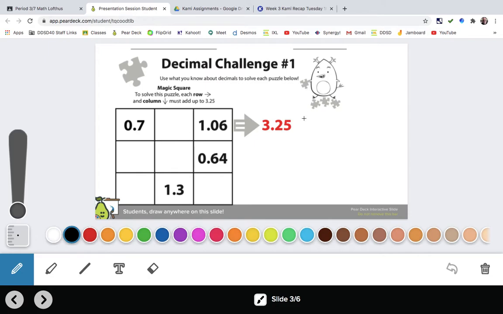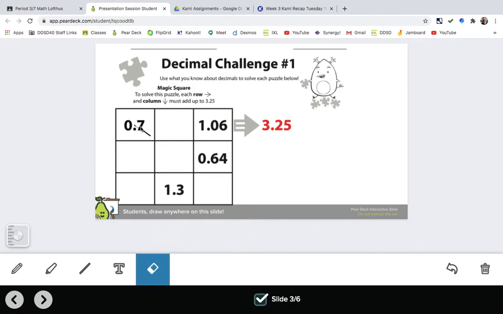So what we learned in the notes, if you watch the video, and what I'll explain later when I do the CAMI 3, week 3, is that when you add or subtract decimals, you have to line up the decimal points. So I want this row to add up to 3.25.